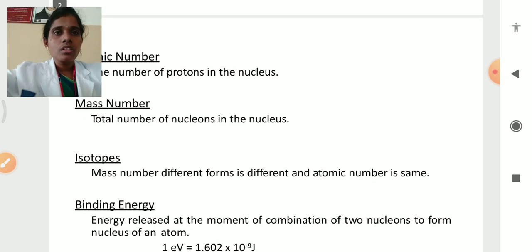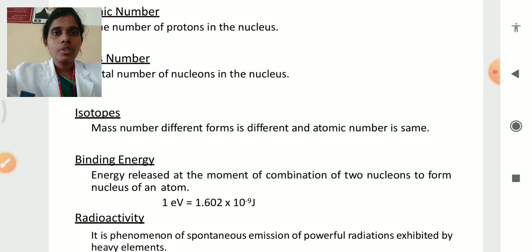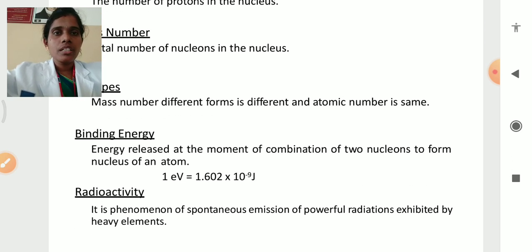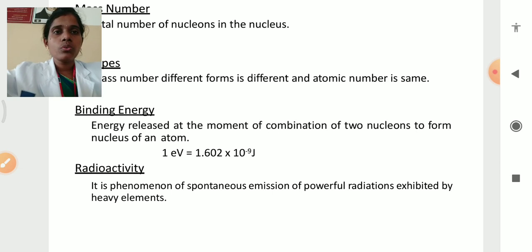Isotopes have different mass numbers but the same atomic number. So in an isotope the mass number will be different but the atomic number is the same. Then the binding energy is the energy released at the combination of two nucleons in order to form the nucleus of the atom. One binding energy equals 1.602 into 10 to the power of minus 9 joule.